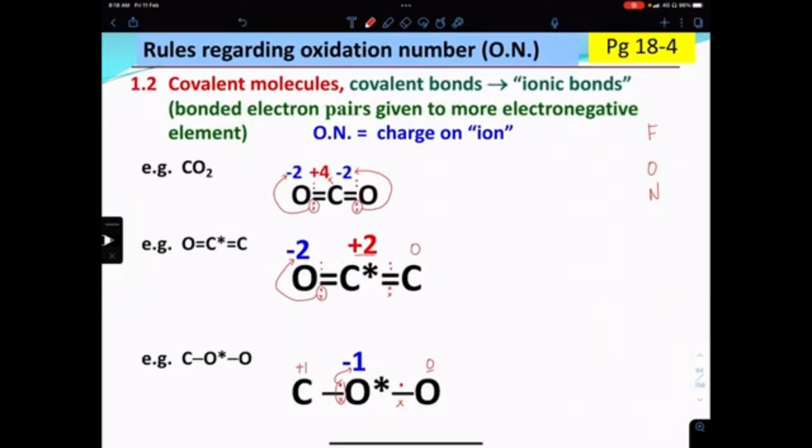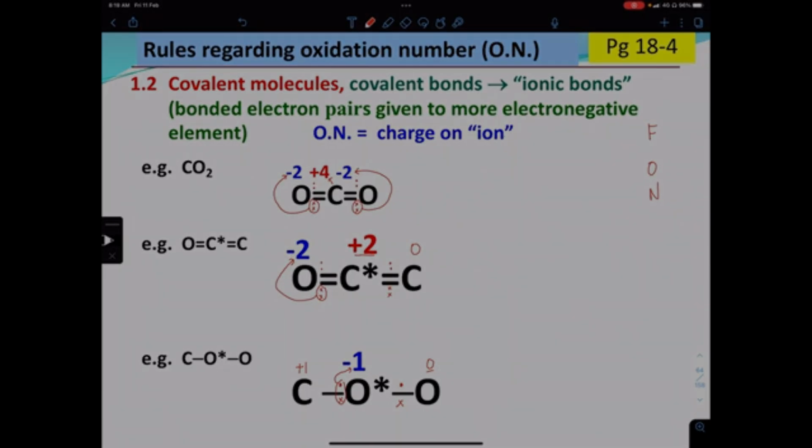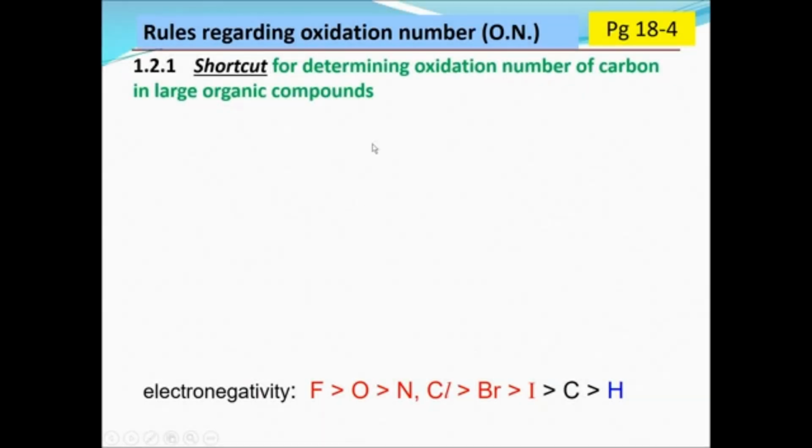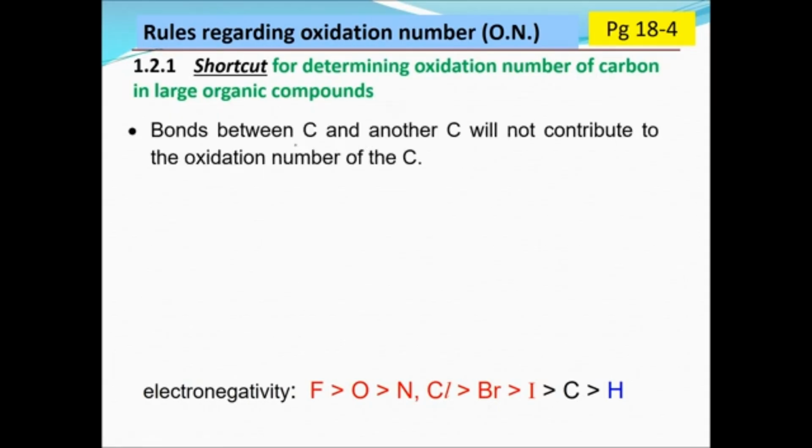So that is how you assign oxidation states to individual elements considering their electronegativity. There's a shortcut for determining the oxidation number of carbon in large organic molecules or compounds. This is of interest to us because we do quite a bit of organic chemistry in this syllabus. Firstly, a bond between a carbon and another carbon will not change the oxidation number of the carbon. It will not contribute to any change.